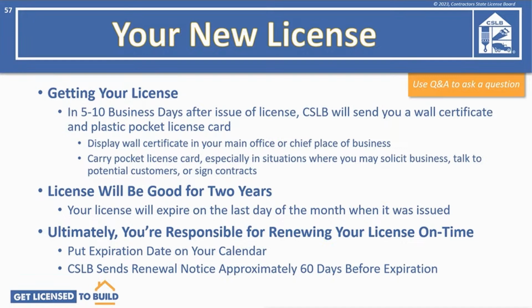If you are going to have salespeople working for you, be sure to get them registered as a home improvement salesperson with CSLB. Check our website for more on how to do that. Your license will be good for 2 years. It will expire on the last day of the month when it was issued.